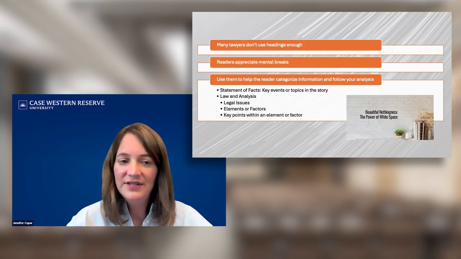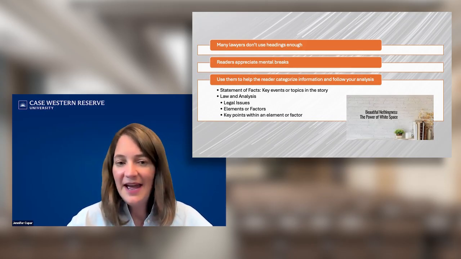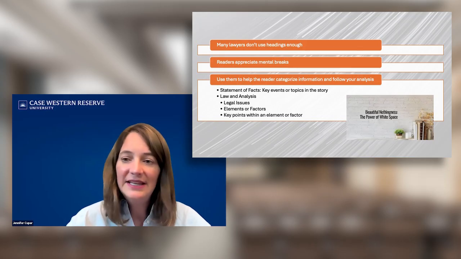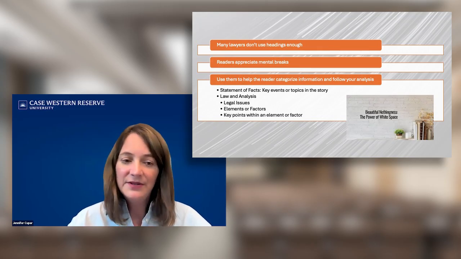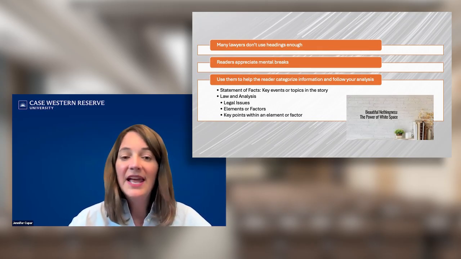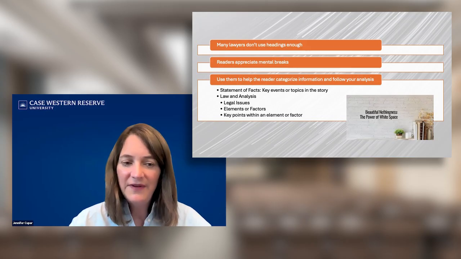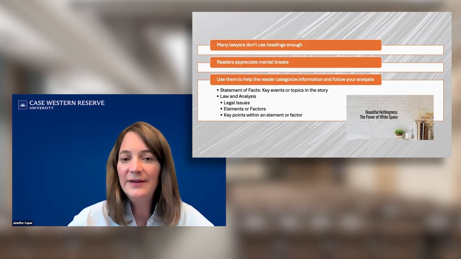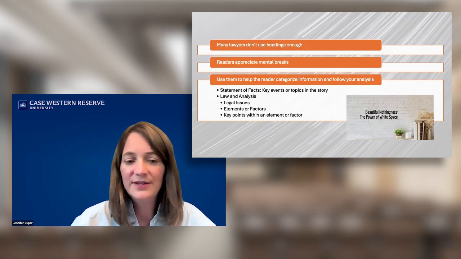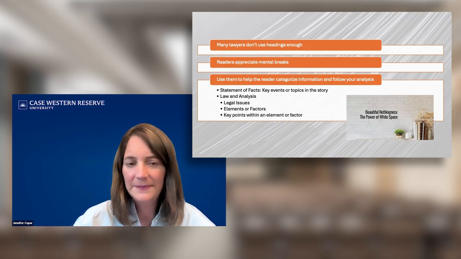You can use headings in your statement of facts. You might use headings to identify key events or topics in the story. And certainly in your law and analysis section, your point headings are extremely important. You use them to identify the legal issues that you're addressing, the elements or factors that are in dispute. And then even within an element or a factor, I highly recommend using subheadings to identify key points that you are making in support of that element or factor.